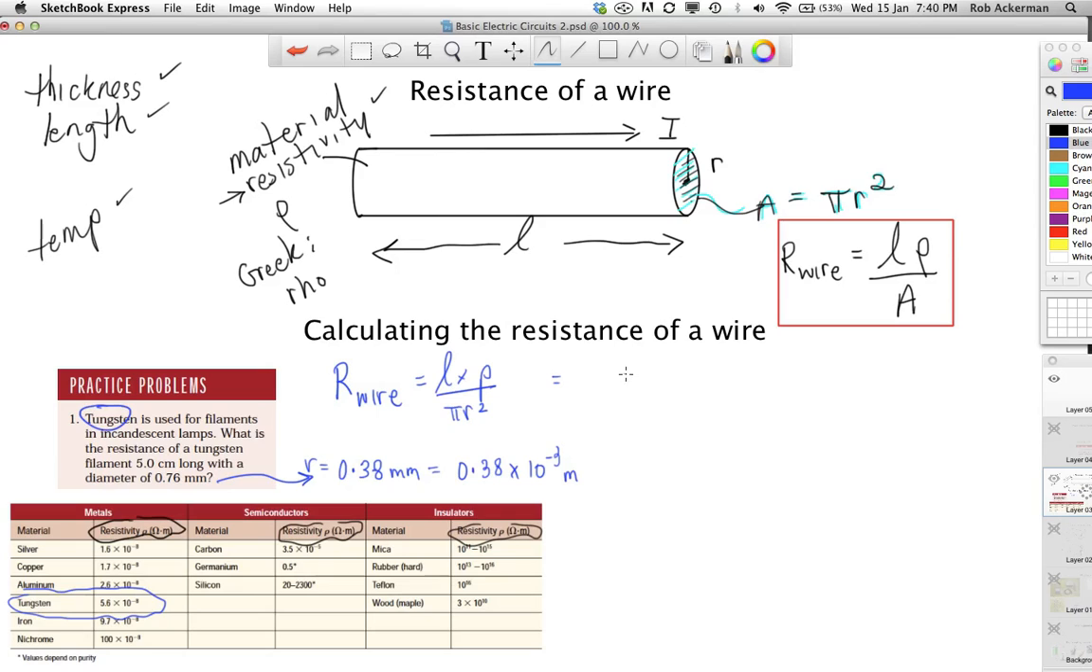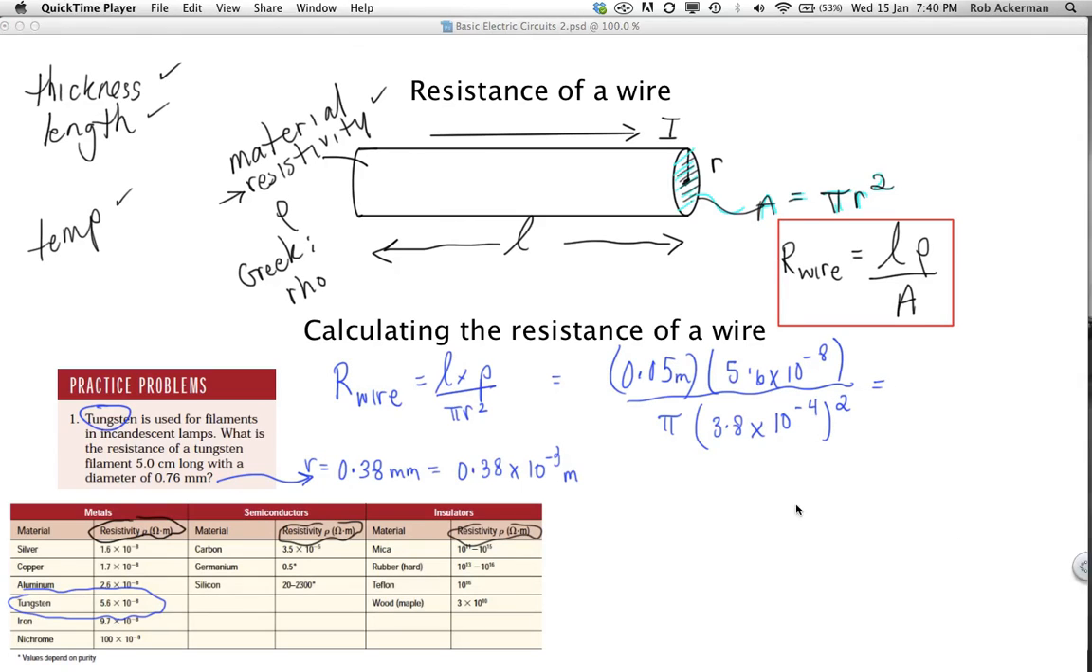So we're going to write down the length in meters times the resistivity, 5.6 times 10 to the negative 8. We're going to divide that by pi times r squared. 0.38 by 10 to the negative 3, that would be 3.8. I'm making this number 10 times bigger, so I've got to make that 10 times smaller, 10 to the negative 4. Don't forget to square. And if you do that, you should get a value for the resistance of the wire.